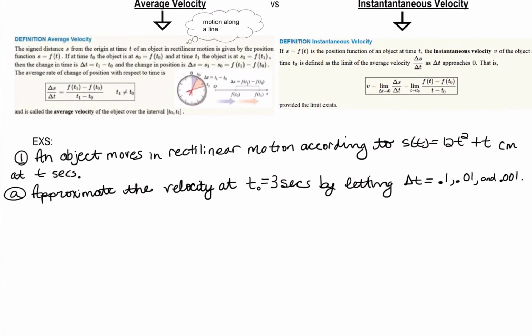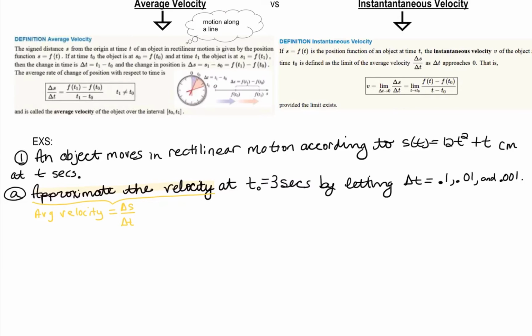All right. So first of all, when you see approximate the velocity, as soon as you see that, I want you to be thinking, okay, this is my average rate of change. So when we see approximate the velocity, this is really saying it's this average velocity that we're talking about. And so our average velocity, that's really the box that you see up above on your left. That is simply your change in position over your change in time.